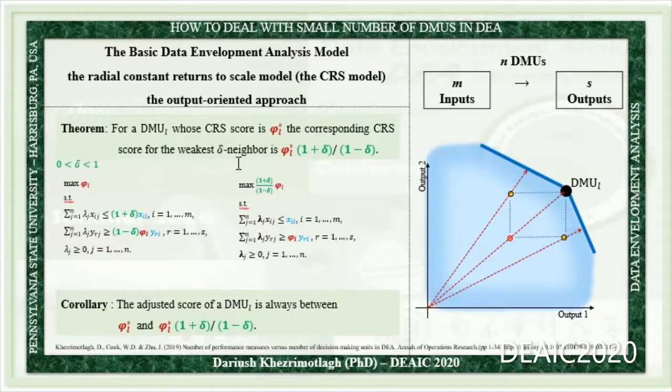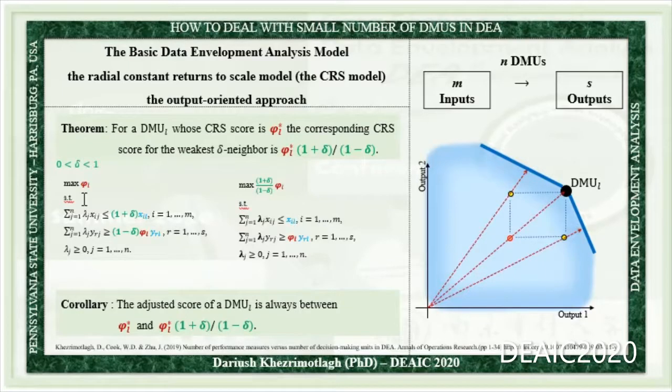According to the theorem, for a DMU L whose CRS efficiency score is phi star L, the corresponding CRS score for the weakest delta neighbor is phi star L multiplied by the ratio of 1 plus delta over 1 minus delta. This score is called the adjusted score for DMU L.